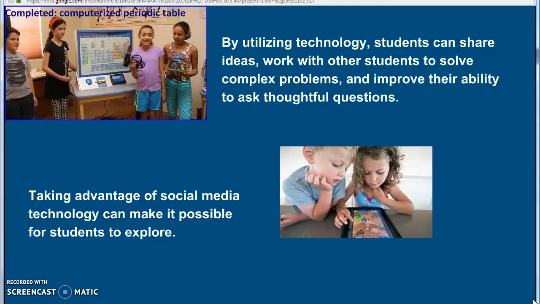By utilizing technology, students can share ideas. They can work with other students to solve complex problems, and they can improve their ability to ask thoughtful questions. Taking advantage of social media technology can make it possible for students to explore.